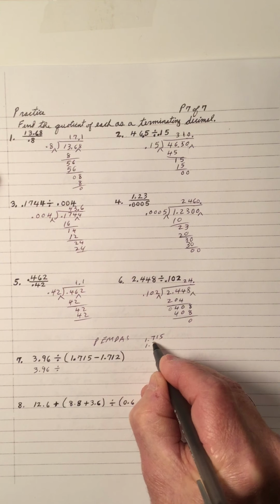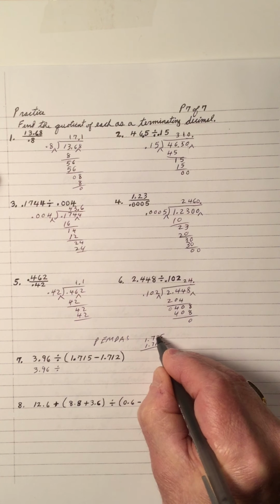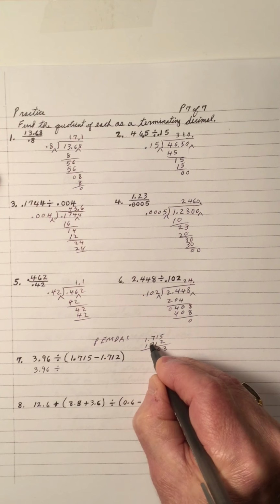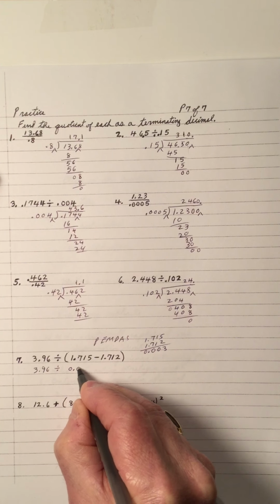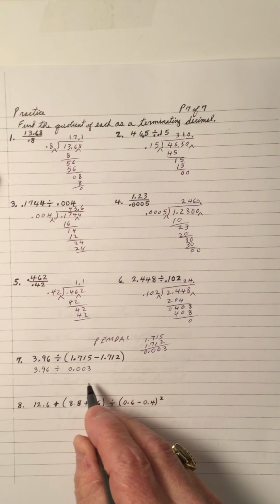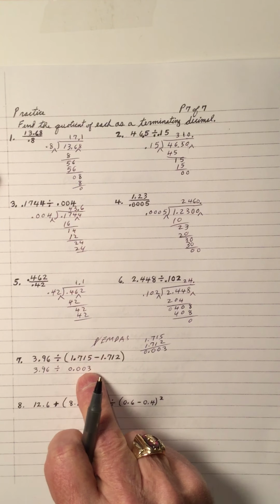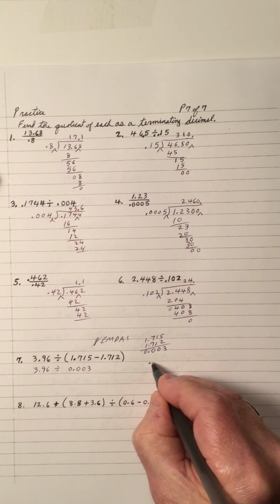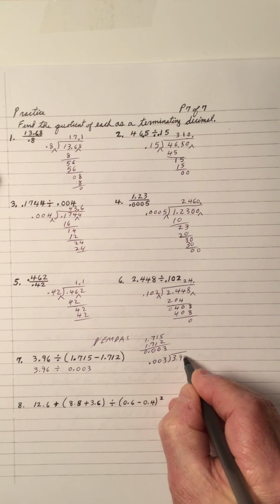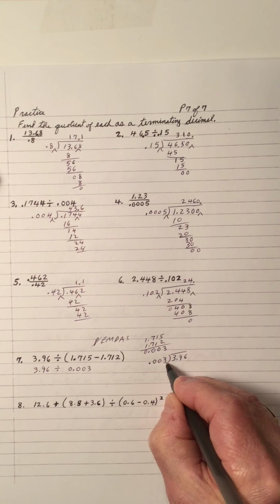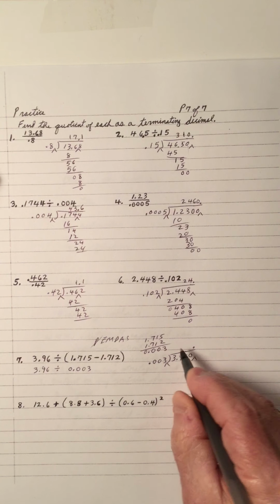1.715, subtract 1.712. Subtract, I get a 3, 0, 0, decimal 0. So that's a 0.003 when I subtract. So I have my parentheses or brackets done. Now I have to divide. So decimal 003 into 3.96. Move the decimal 3 places in my divisor, 3 places in my dividend, move it up.